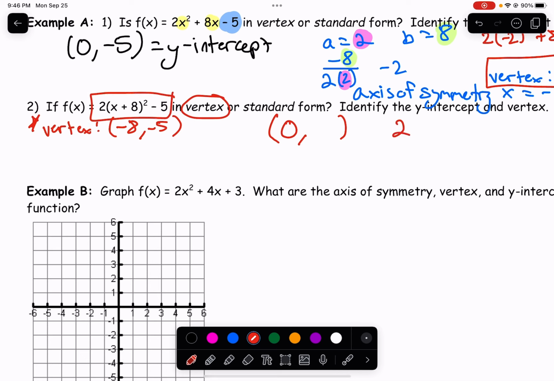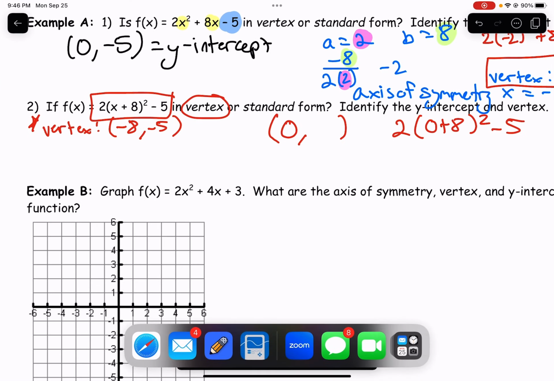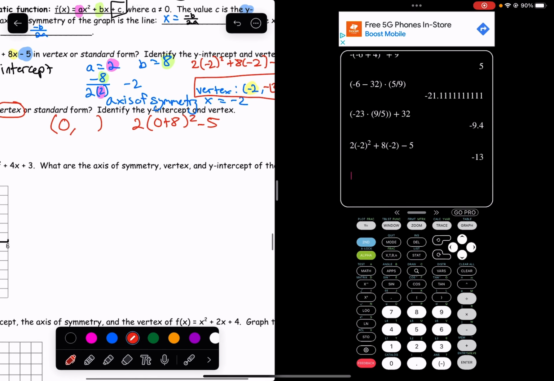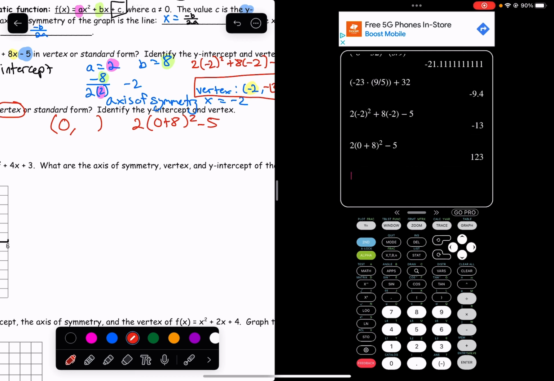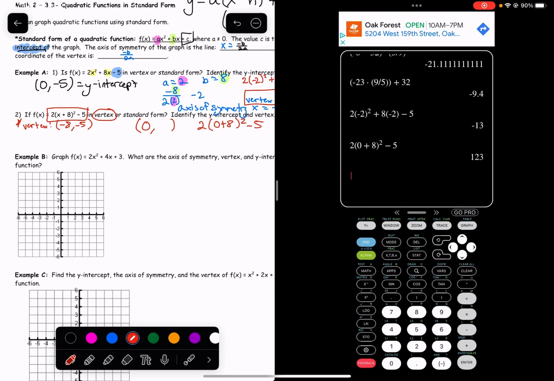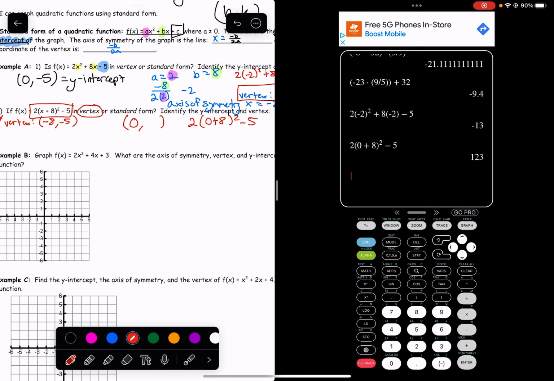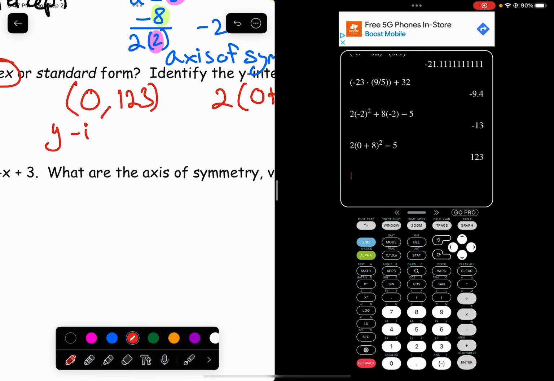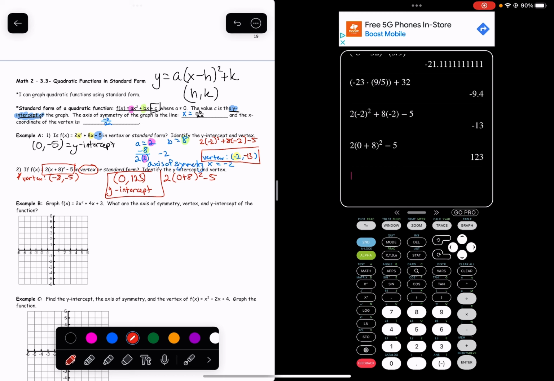All right, so we're going to do 2 times 0 plus 8 squared minus 5. Again, you can just go to your calculator and plug that in: 2, 0 plus 8, close parentheses, squared minus 5. And I got, that seems dramatic, but I think that appears to be right. So we end up with 0, 123. All right, so this guy would be my y-intercept.